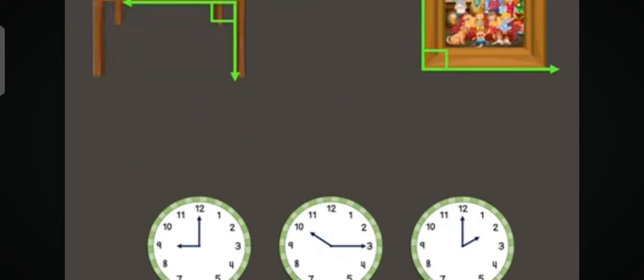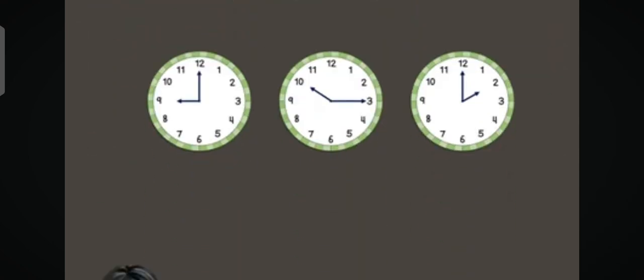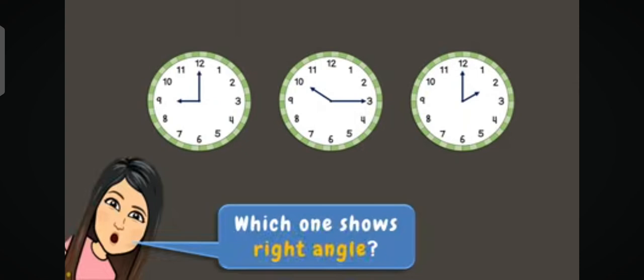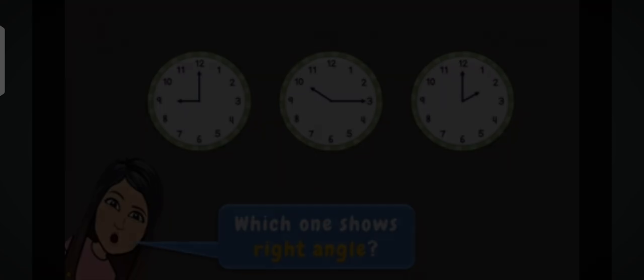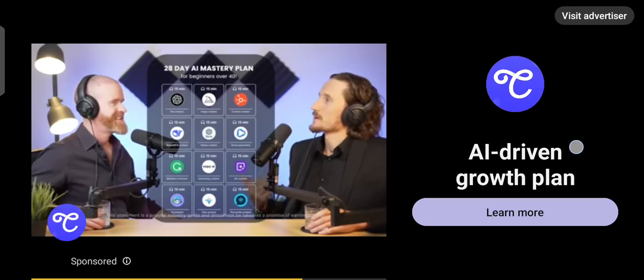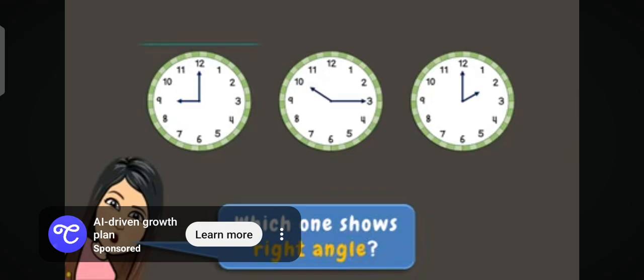Now let's go back to our clocks. Which one shows a right angle? If your answer is the first clock, then you are right. 9 o'clock shows a right angle. Let's go to the last one.